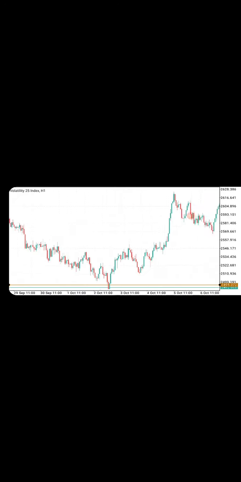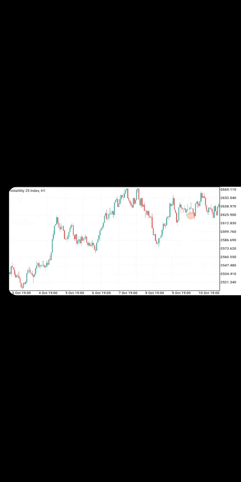So this is the strategy. Allow me to show you again a range, guys. You can see here, this is another example of a range. After the market breaks the range, you can see the movement. It went up. So this is a trend, right?